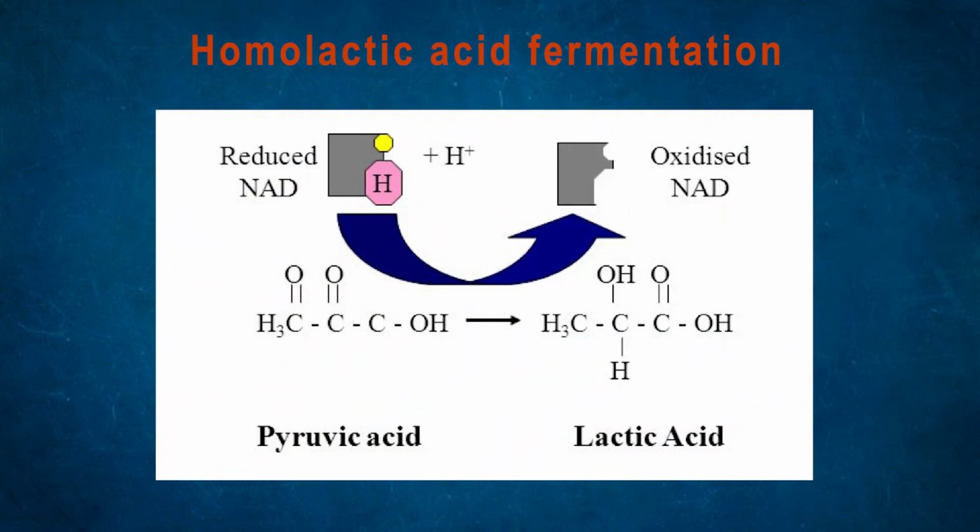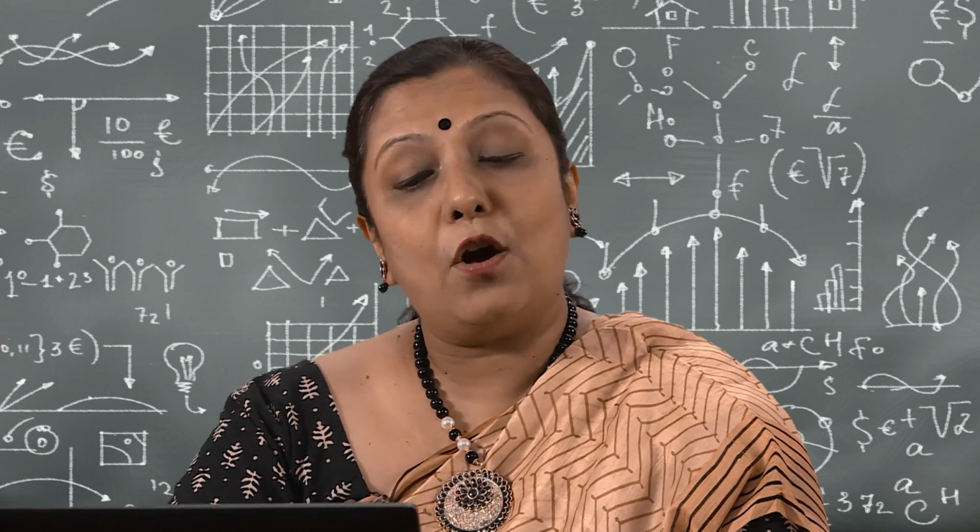It must be converted to pyruvate as well. So what is going on? We know that from glyceraldehyde 3-phosphate, 1,3-bisphosphoglycerate is produced and NAD plus is converted to NADH. This NADH can be converted to NAD plus once again by the conversion of pyruvate to lactate with the help of the enzyme lactate dehydrogenase.